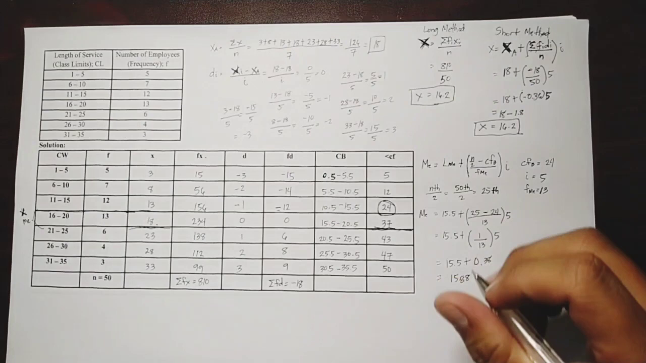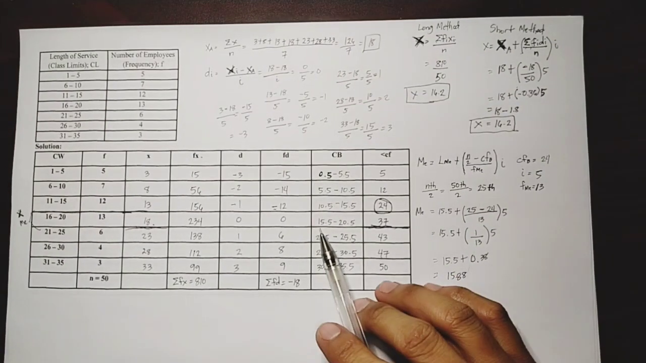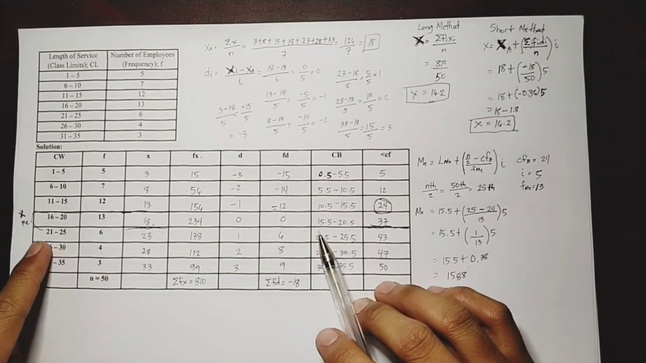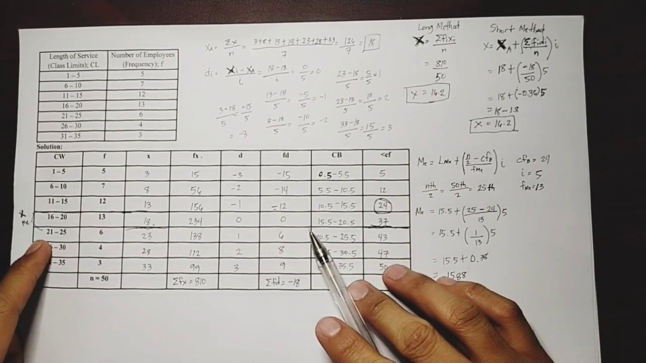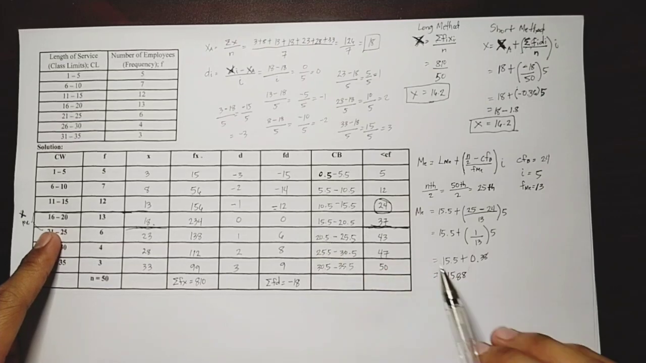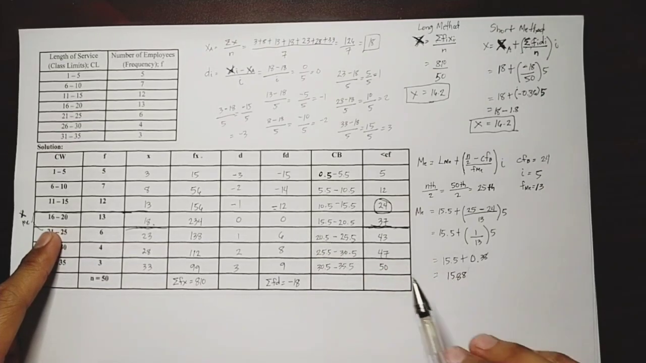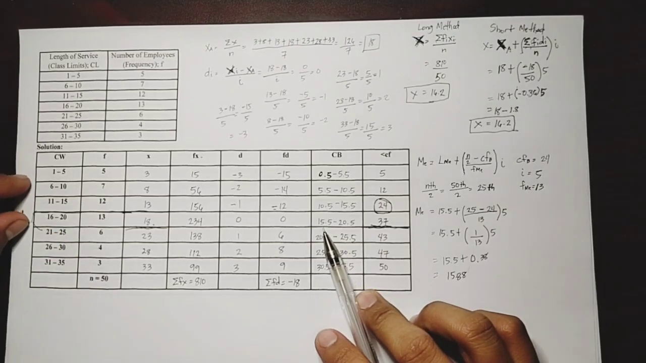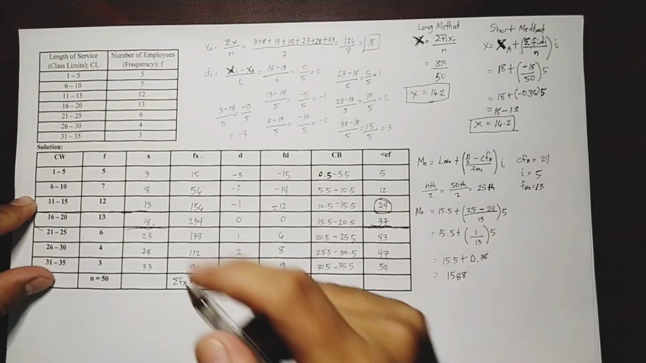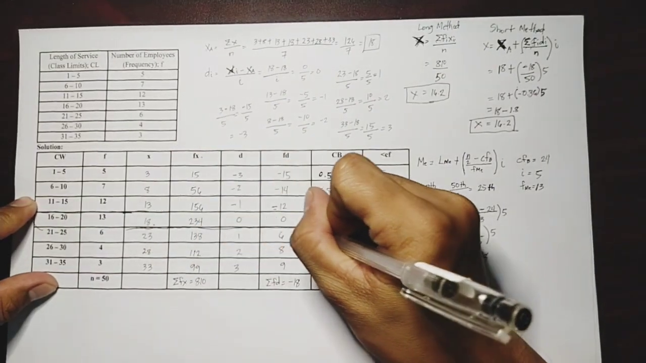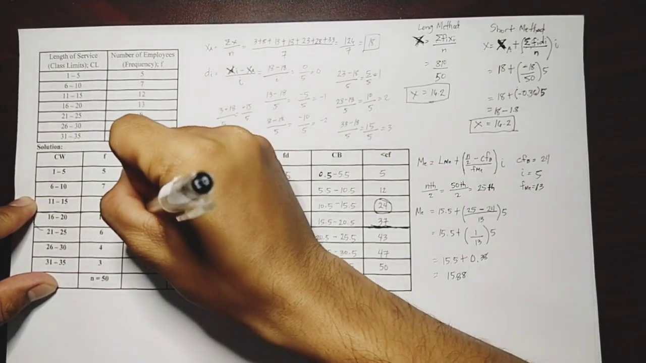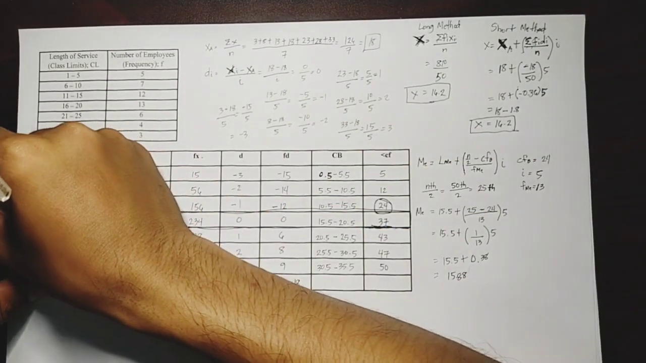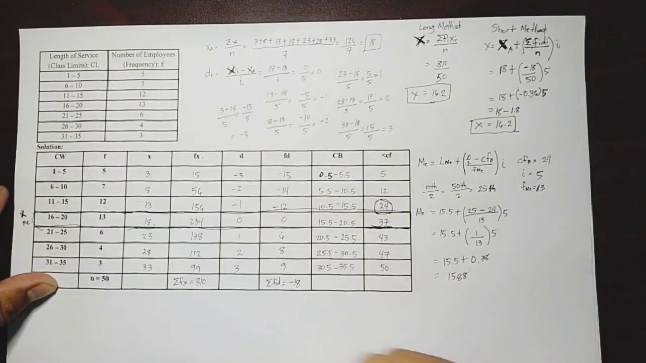So, is 15.88 under this class? Please check carefully. As you can see, 15.88 is also under here, it is still within the range of our median class, from 15.5 to 20.5, which means it satisfies.